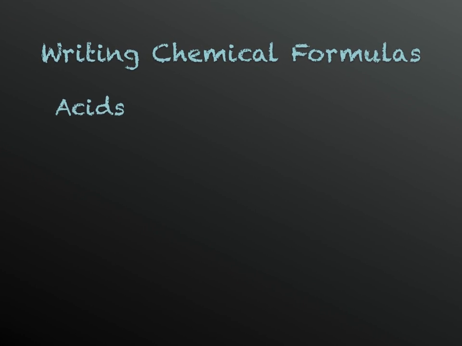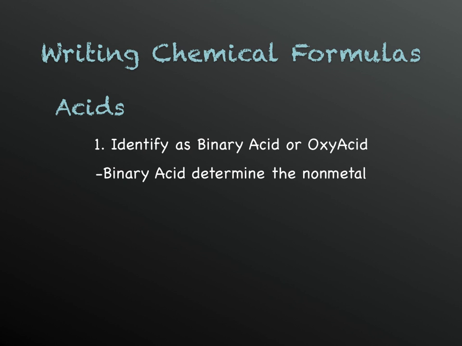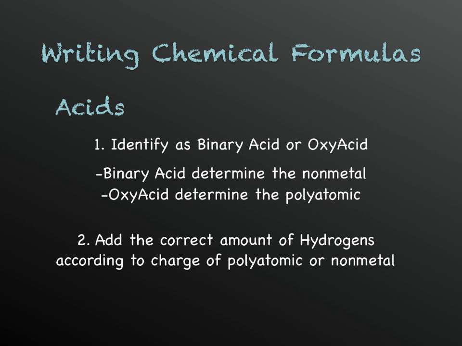If we're writing the chemical formula from the name, first of all, we need to identify if it's a binary acid or an oxyacid. If it's binary, we need to determine what nonmetal it's going to be. If it's an oxyacid, we need to determine what the polyatomic is. We're going to then add the correct number of hydrogens according to the charge of the polyatomic or the nonmetal. Remember, this is the same as the oxidation numbers.